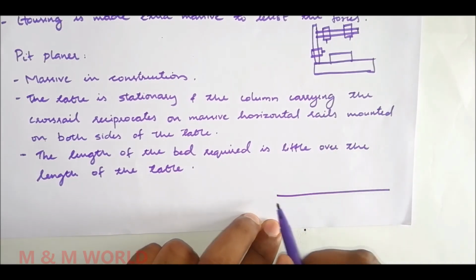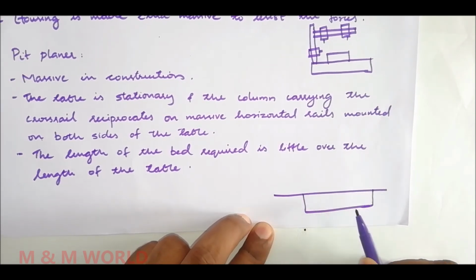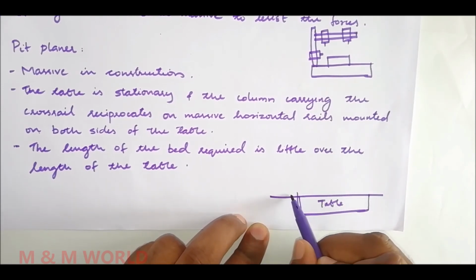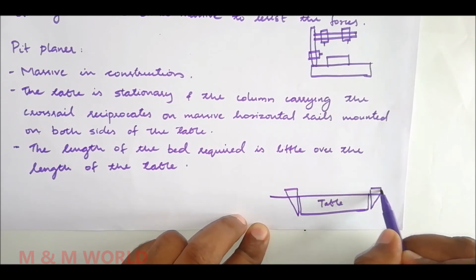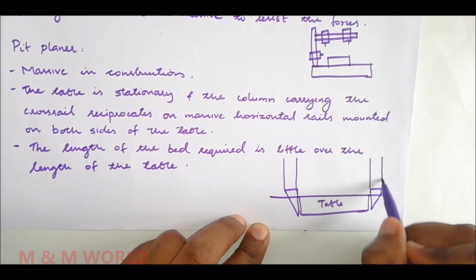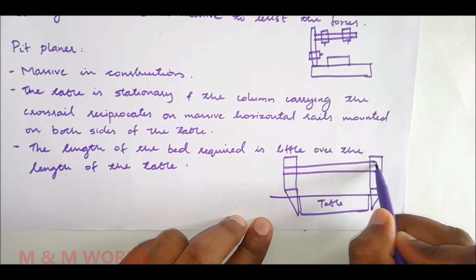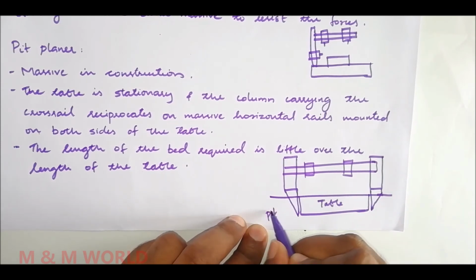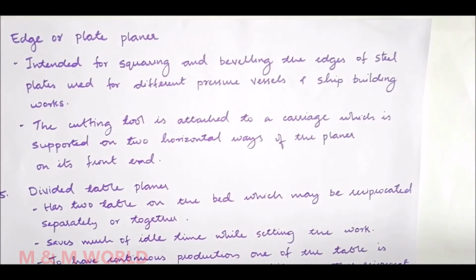So this is a pit. Here we have a table, then we have two housings, then on the vertical face we have a cross rail, and on the cross rail we have a tool head. So the table is accommodated in a pit.